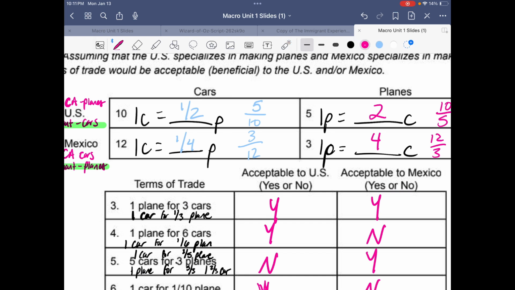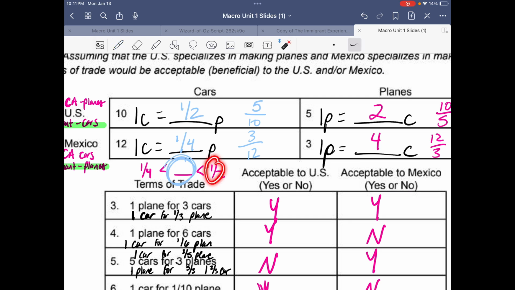We would take the biggest number, which is right here, 1/2, and put it out to the right. The U.S. isn't going to want those cars for any more than that. Whereas in Mexico, they are making the cars, and they're not going to want to trade for any less than 1/4. So we need to find a number within those bounds.